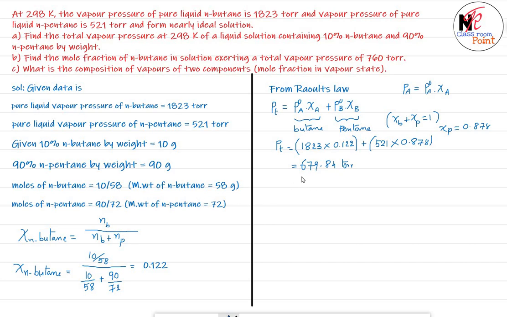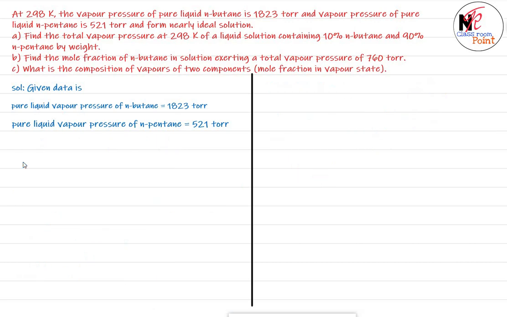So this is the answer of the first sub question. Now let us try to solve sub question B. In sub question B, the concept is almost the same. The basic information is the same. The pure liquid vapor pressure of N-butane is 1823 torr and N-pentane is 521 torr.